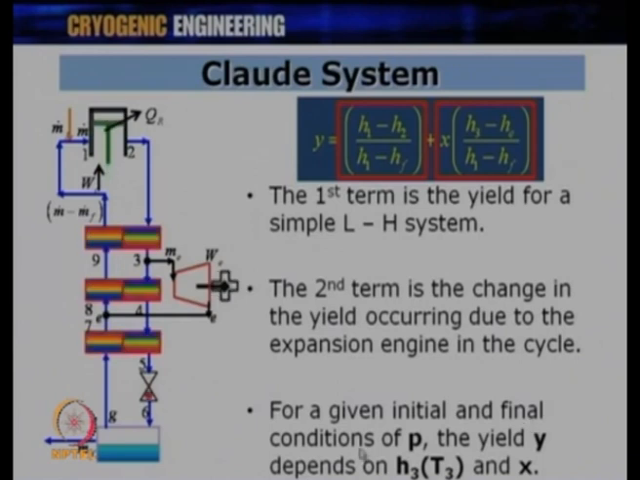For given initial and final conditions of P, that means if points 1 and 2 are fixed, the yield y depends on H3. So, if you see this expression, the y value depends on 1 and 2 and 3, because as soon as your 3 is decided, the point E is also decided immediately. The enthalpy at 3 will depend on the temperature at which the expansion starts. All right. So, y would depend, if your points 1 and 2, that means the pressures, are fixed, on the value of x and the temperature T3 from where the expansion takes place.